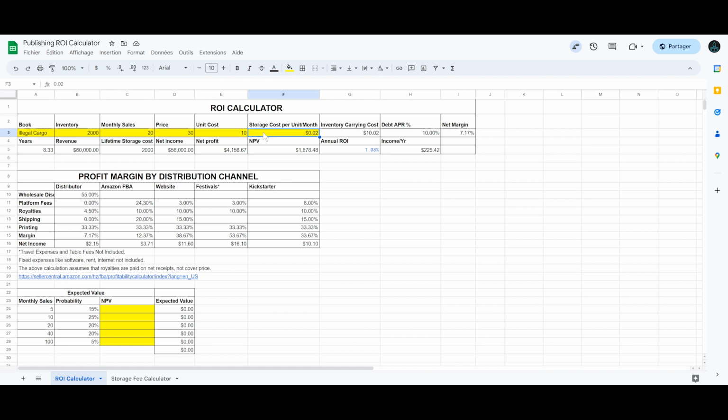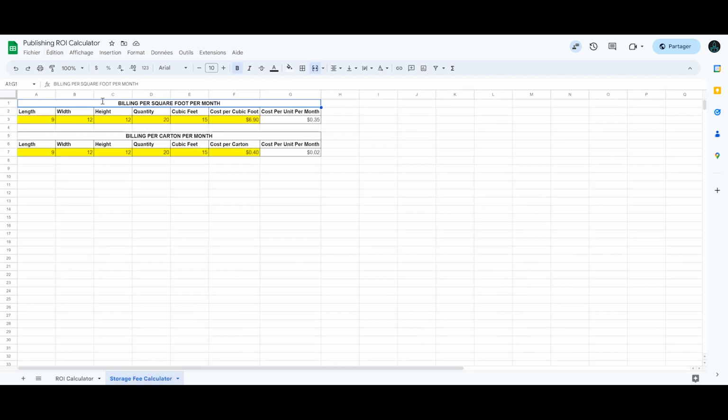And then this is our storage cost per unit per month. There are a couple different ways that you can calculate that, and that's why I've created this second tab, storage fee calculator. The most typical way is billing per cubic foot per month. This is the way that Amazon uses for calculating your storage fees. And at the time of this recording, it's $6.90 per cubic foot. And let's just update that.